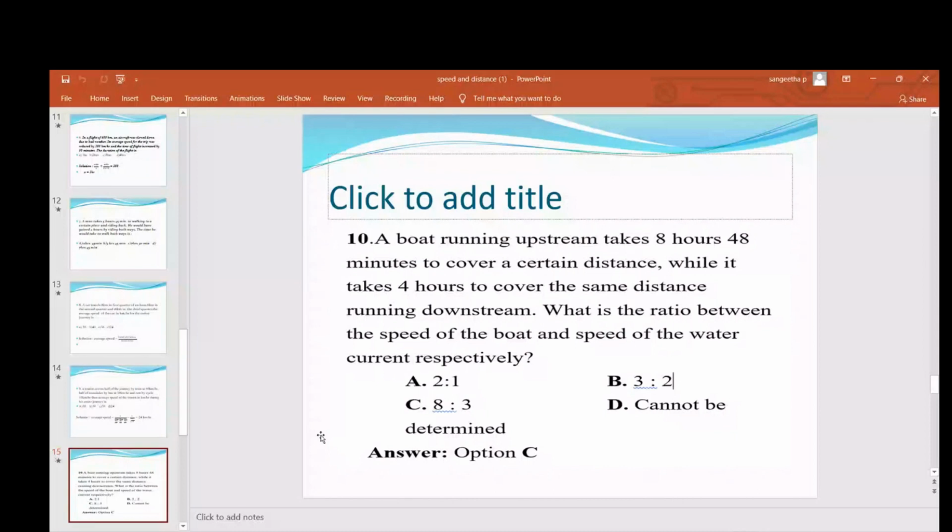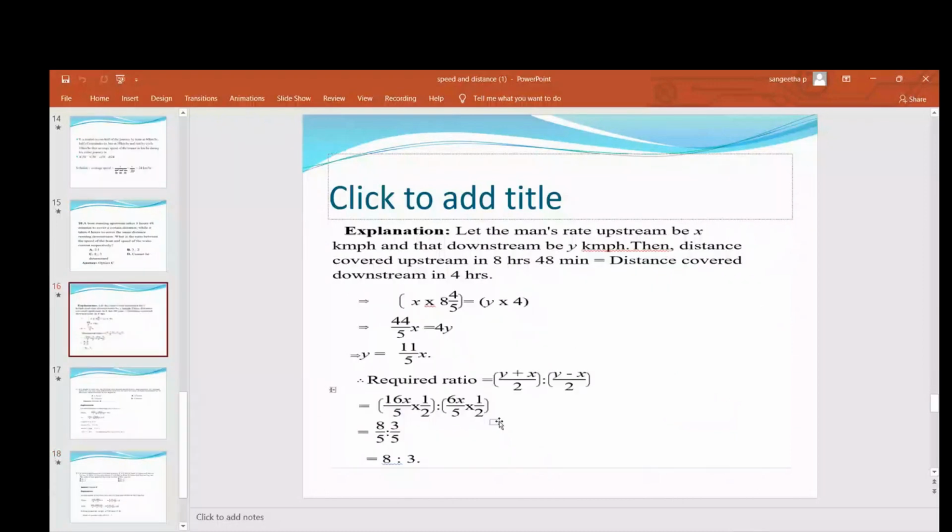So see here, the explanation of the problem. Let the boat's rate upstream be x km per hour, and the downstream I am considering as y km per hour. Then the distance covered upstream is in 8 hours 48 minutes. Distance covered downstream is in 4 hours. So first you have to calculate the upstream: x into 8 hours 48 minutes, so I am considering 8 into 4 by 5. Similarly y into 4 hours.